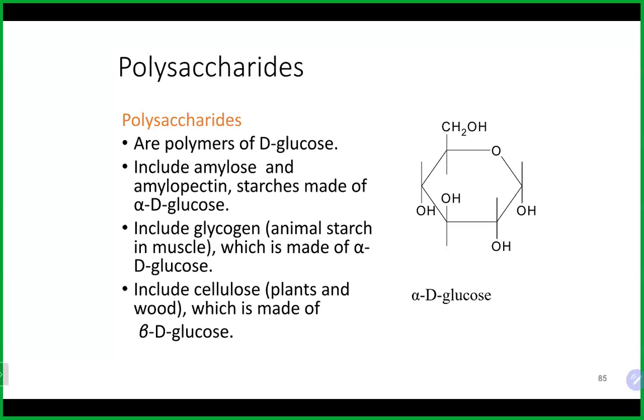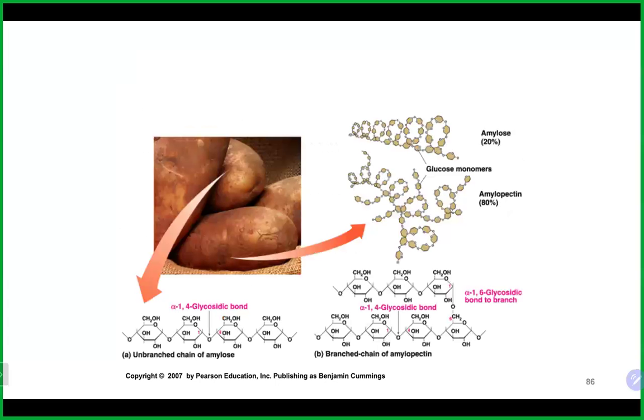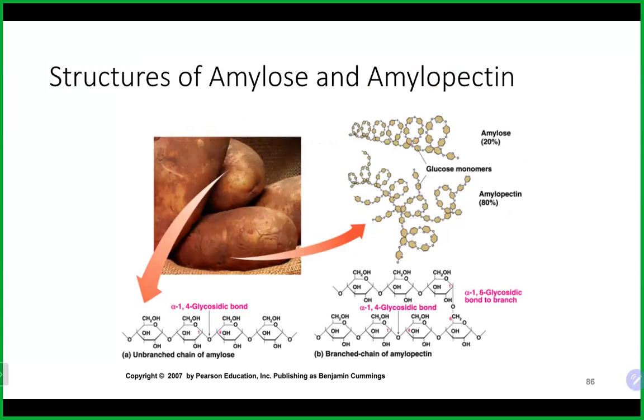They include amylose, amylopectin, and starches made of D-glucose. They also include glycogen, which is made out of D-glucose as well, and cellulose in plants and wood, which is made out of beta D-glucose. So let's take a look at potatoes first, and there are a couple of different things here.